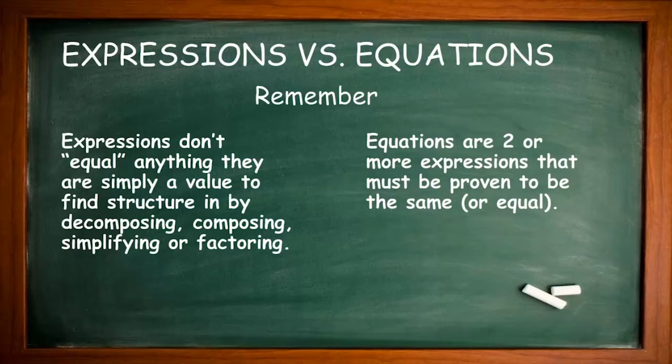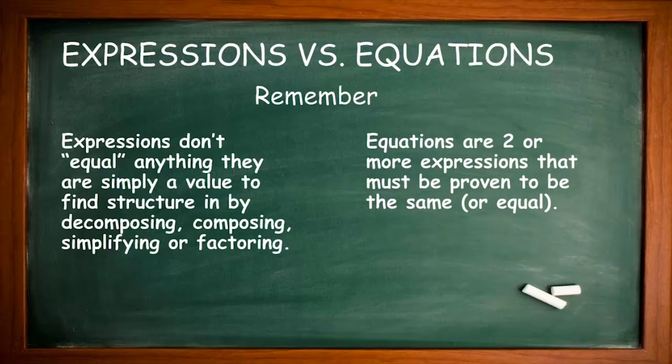The concept of making sure equations or number sentences are true starts in kindergarten and continues through college and is even used in other disciplines such as physics and chemistry. It will take time, but it is important for teachers to understand and recognize when students are working with expressions and equations. Expressions don't equal anything. They are simply a value-defined structure found by decomposing, composing, simplifying, or factoring. Equations are 2 or more expressions that must be proven to be the same.